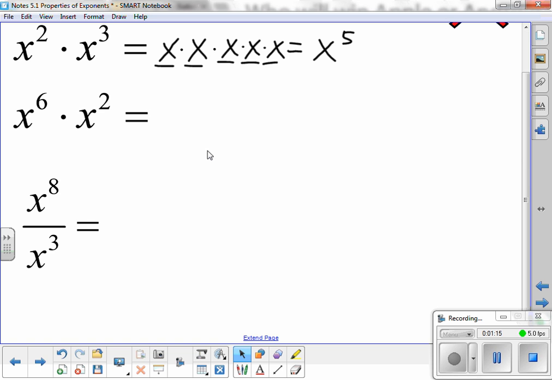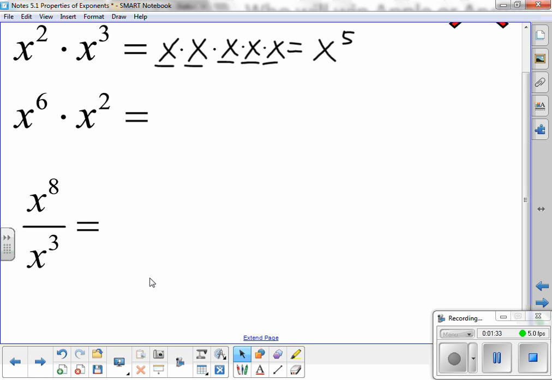There's a lot more. For example, this property right here is the same one. So what you would do, instead of putting x 6 times and x 2 times and counting them up, you just do 6 plus 2 and get x to the 8th. Same thing here, same kind of theory. So there's another one. This was with multiplying, this one's with dividing.